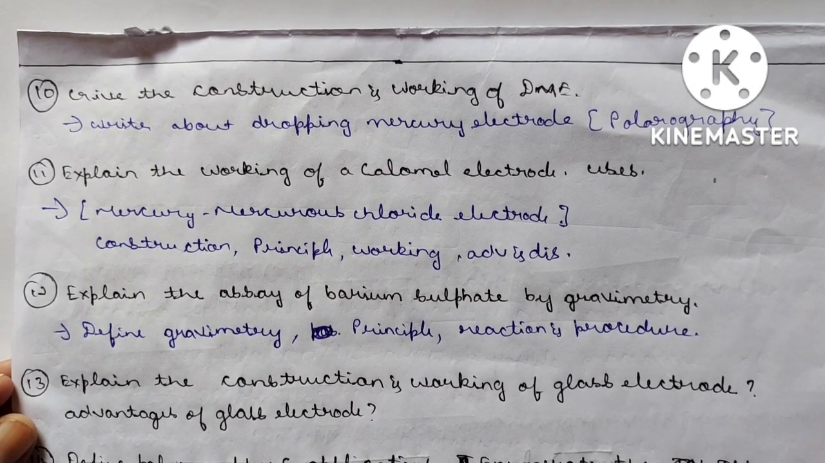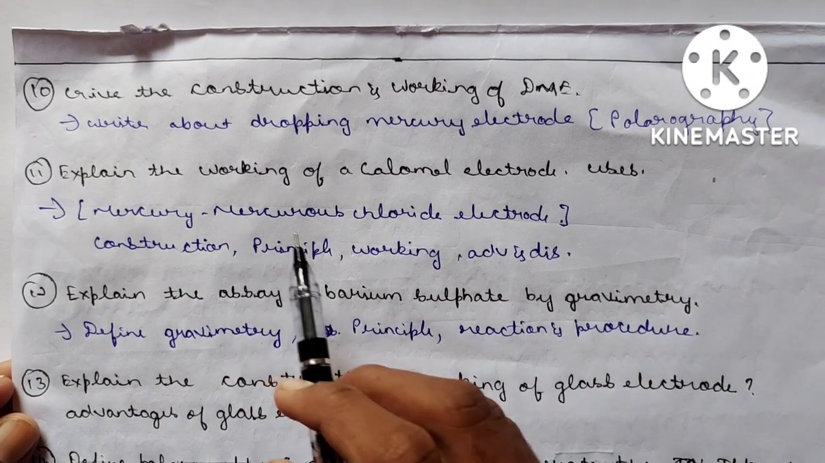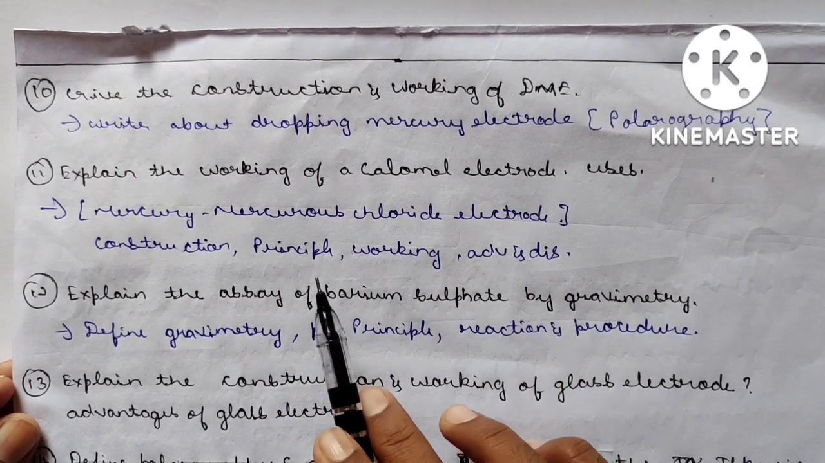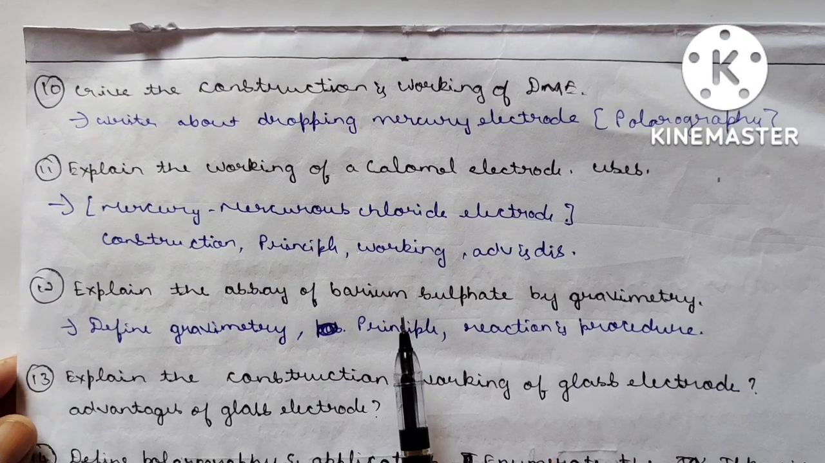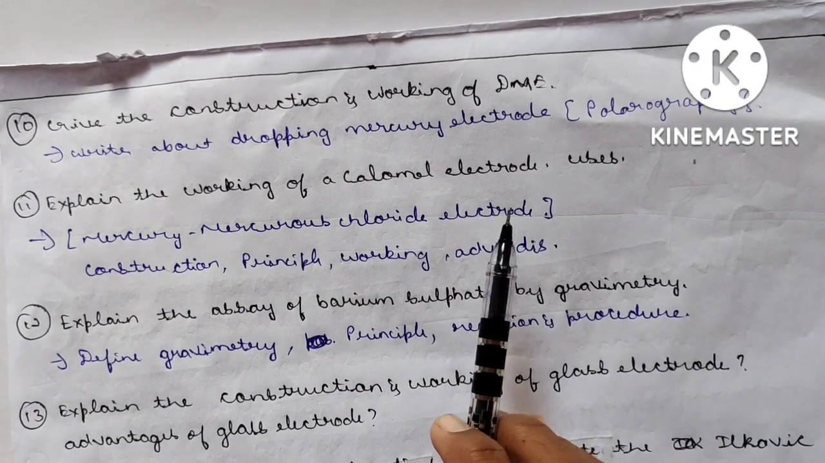Then explain the working of calomel electrode. Very important. It is also known as a mercurous chloride electrode. You have to write your construction, principle, working, advantages and disadvantages. You go for the synonym, this one.